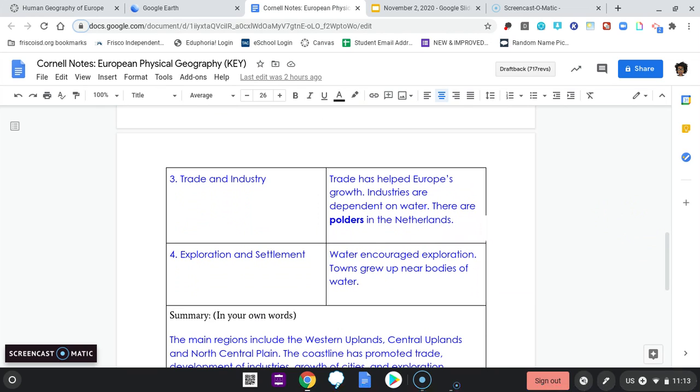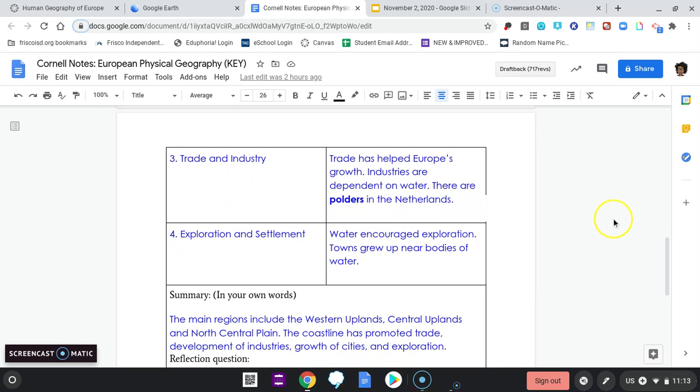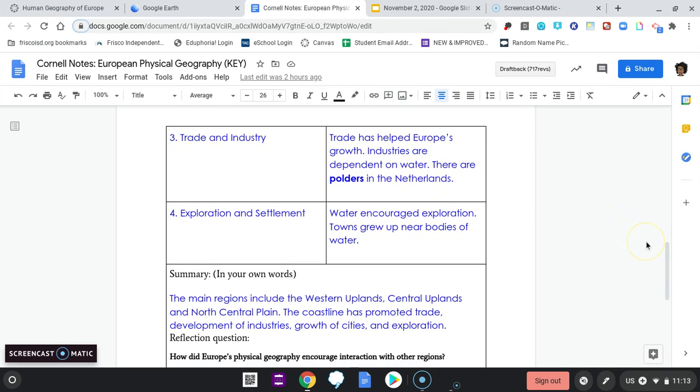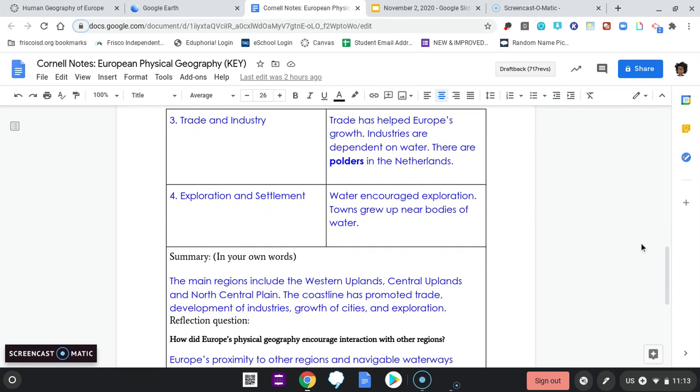Trade has helped Europe's growth. Industries are dependent on water, and there are polders in the Netherlands. The second subheading is exploration and settlement. Water has encouraged exploration, and towns grew up near bodies of water. So when you wrapped up the summary in your own words, the main regions included the western uplands, central uplands, and north central plain. The coastline has promoted trade, development of industries, growth of cities, and exploration.